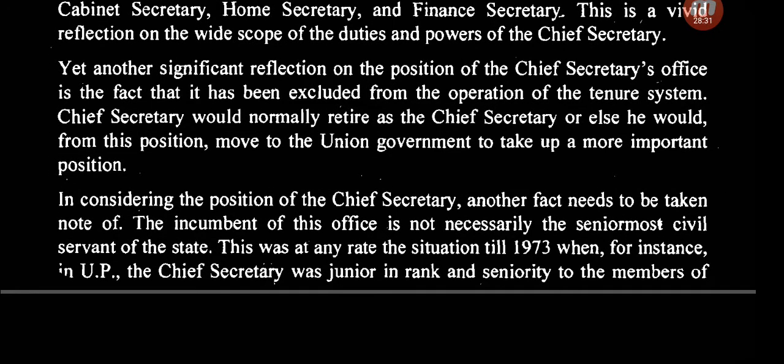Yet another significant reflection on the position of the Chief Secretary's office is the fact that it has been excluded from the operation of the tenure system. Chief Secretary would normally retire as the Chief Secretary, or else he would from this position move to the union government to take up a more important position.